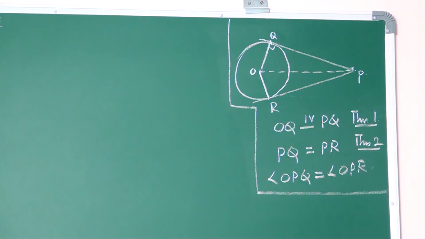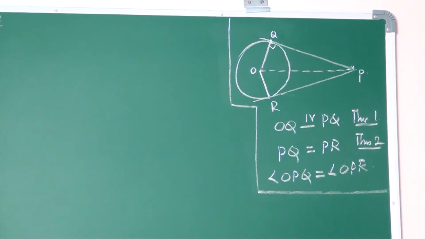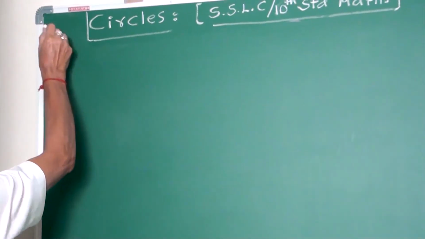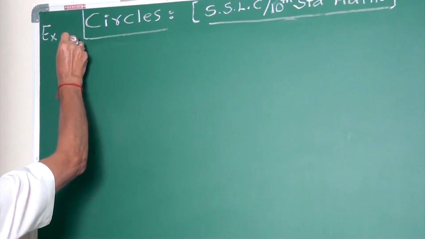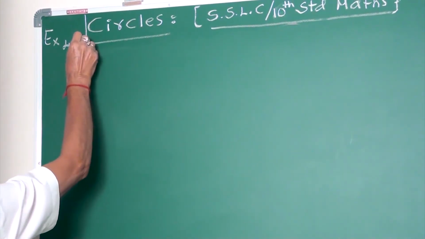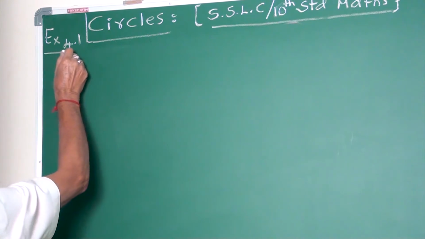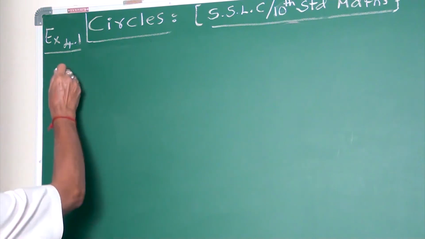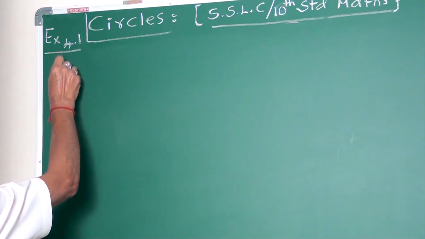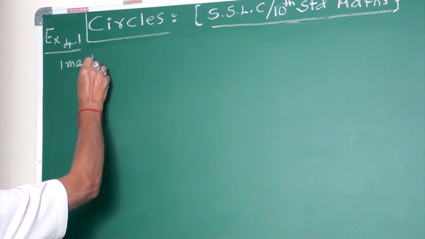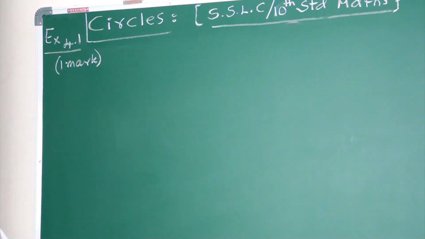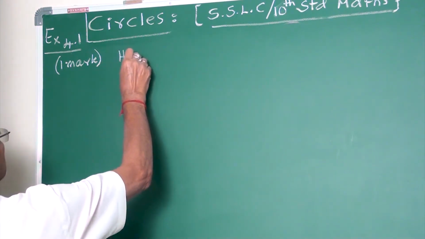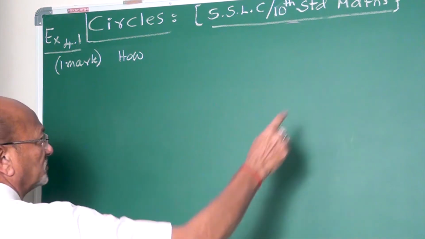This is exercise 4.1, circle. This is chapter 4 actually. This circle is chapter 4. First example. These are 1-mark questions. First example is based on the first theorem, my friends.